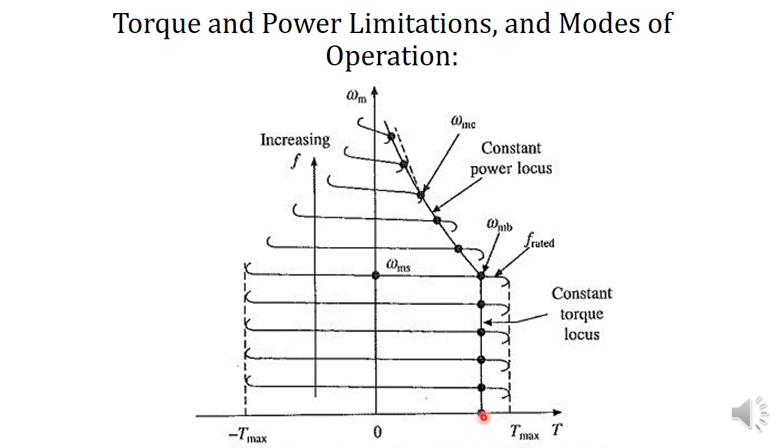So from zero speed to base speed, you can see at all these points the torque will be the same. So these are the constant torque locus. Similarly, for above base speed operations, from here to here the torque goes on decreasing, but we can say that the power remains the same. So these are the constant power locus.